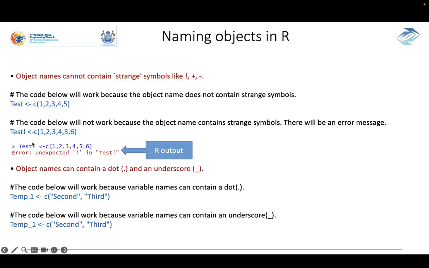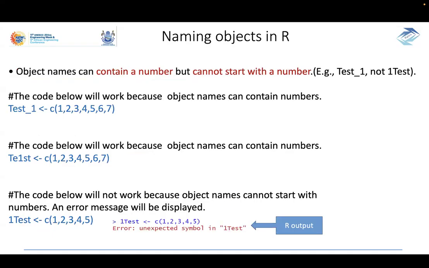The error came because you used a symbol to name your object. The name can take a dot, for example, here we're using a dot to name. It can also take an underscore. But it cannot start with a number. It cannot start with a number.